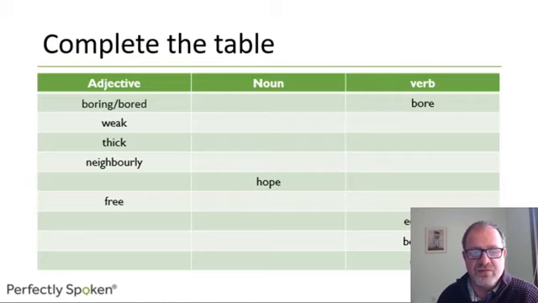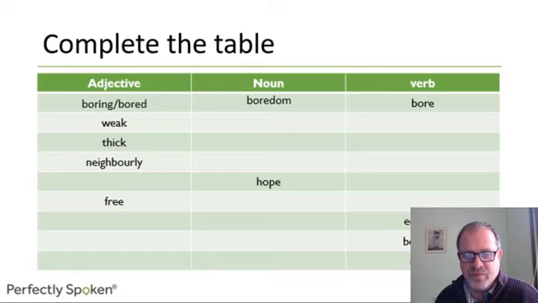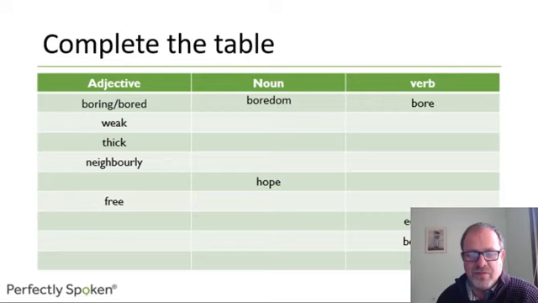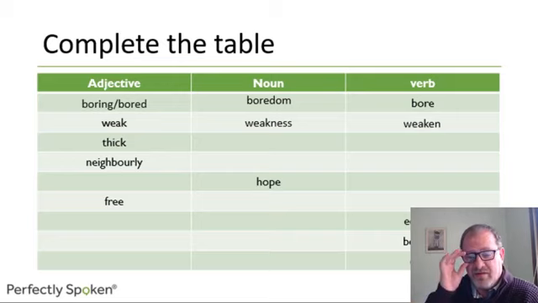And what is the noun from bore? The noun is boredom. Boredom. Okay, next one is weak. The adjective is weak. What is the noun from weak? Weak is obviously the opposite of strong. The noun is in fact weakness. And the verb from weak is weaken.